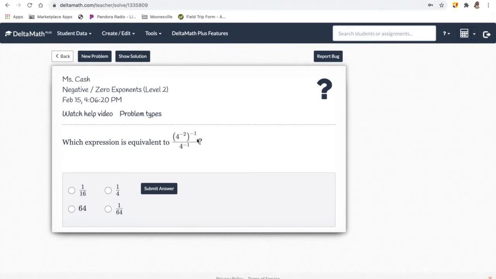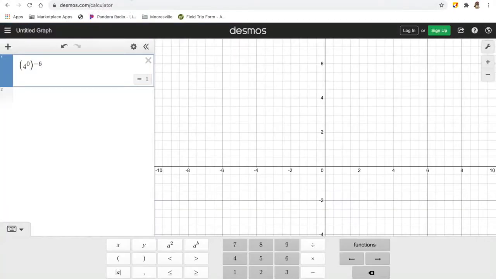So for something like this, I'm going to copy that problem down. So I've got 4 raised to the negative second, all raised to the negative first, over 4 to the negative 1. So I'm going to put this in Desmos. So when I go in parentheses, I'm going to try to type it in exactly as I saw it in DeltaMath. 4 to the negative 2, all raised to the negative 1.